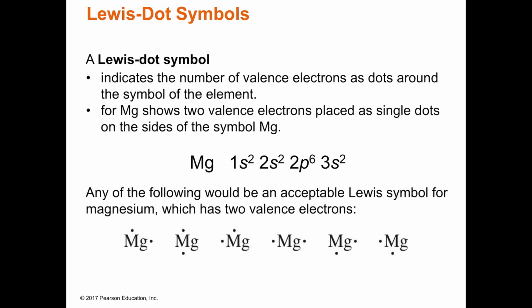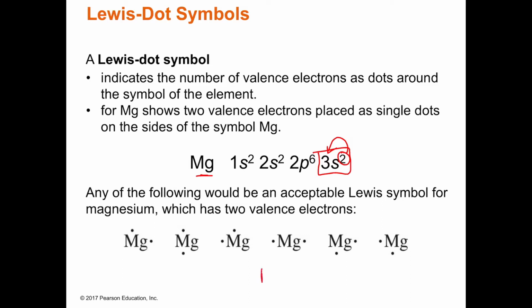Okay, Lewis dot symbols are really useful, again, when we get to bonding. They're going to show us the number of valence electrons as dots around the element. Like magnesium, if we wrote out the electron configuration for magnesium, 1s2, 2s2, 2p6, 3s2, there are 2 electrons in the 3rd energy level, which is the outermost energy level. So magnesium has 2 valence electrons. The way that we draw these Lewis dot symbols is we draw the element symbol, so Mg, and then we put 2 dots around magnesium.